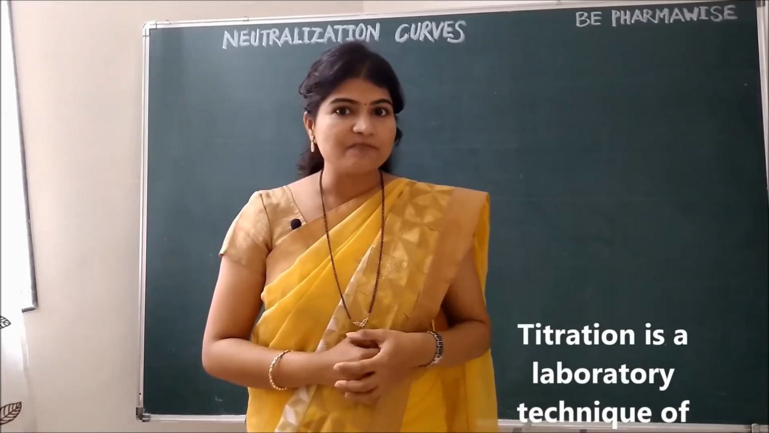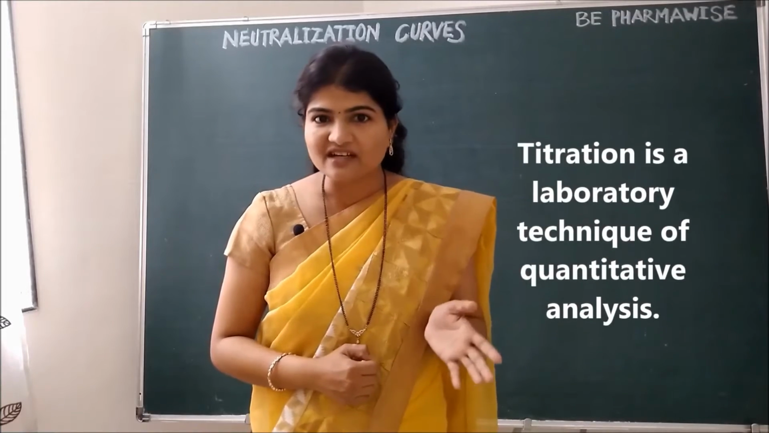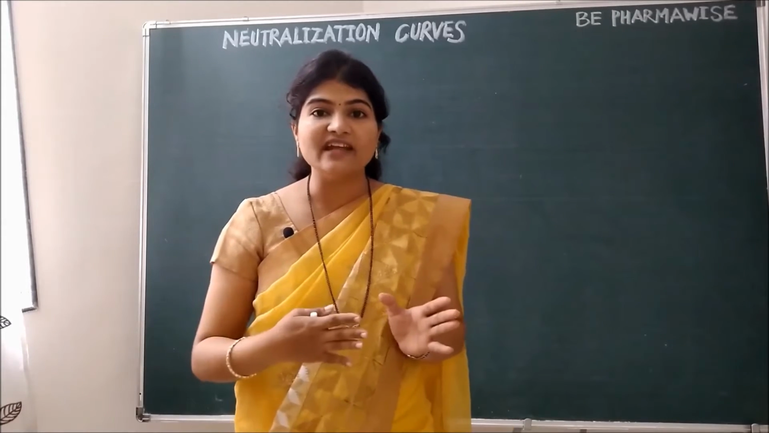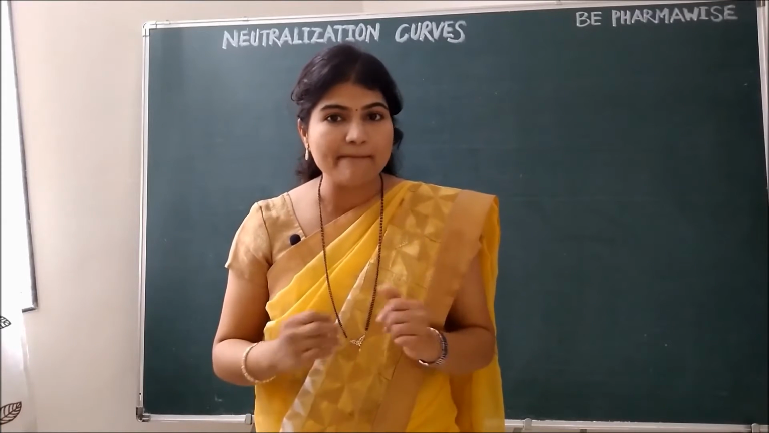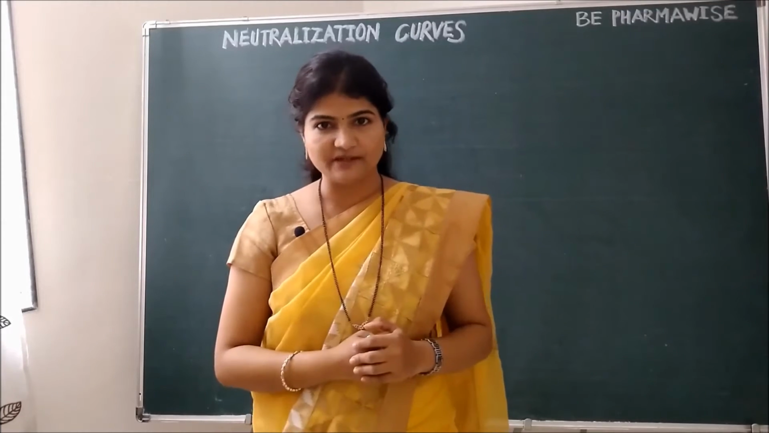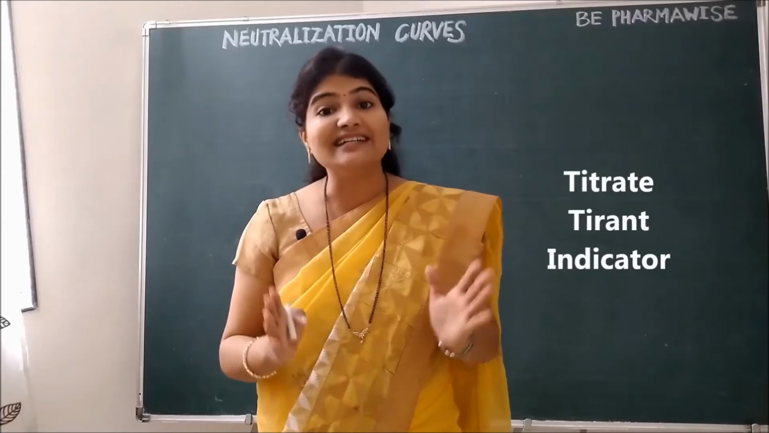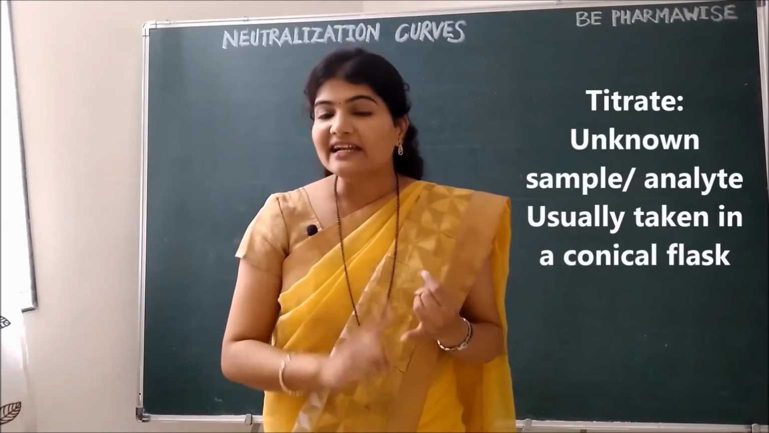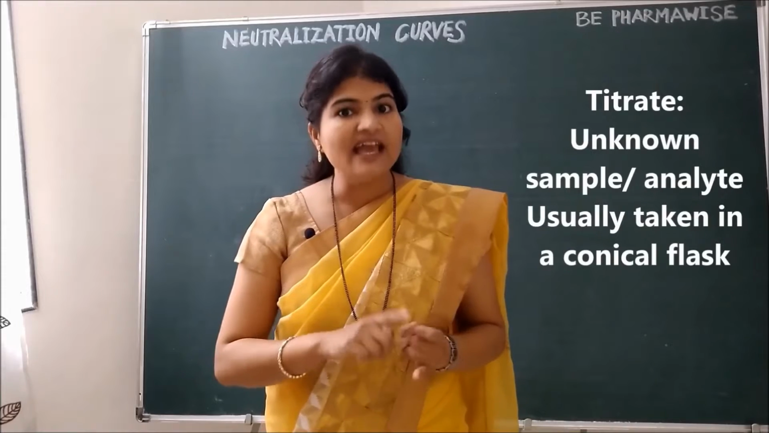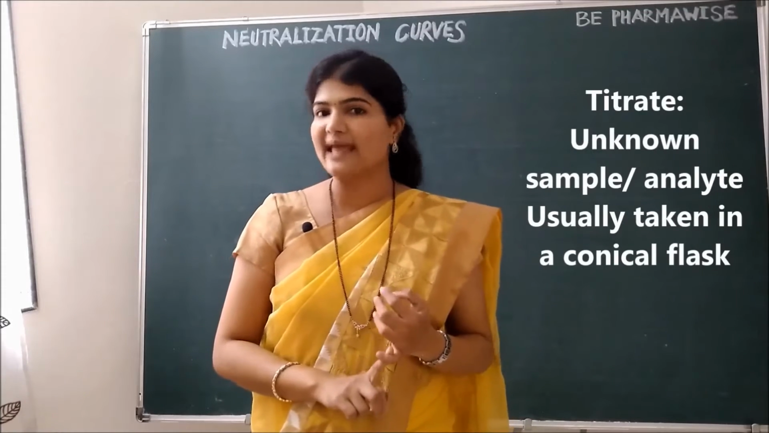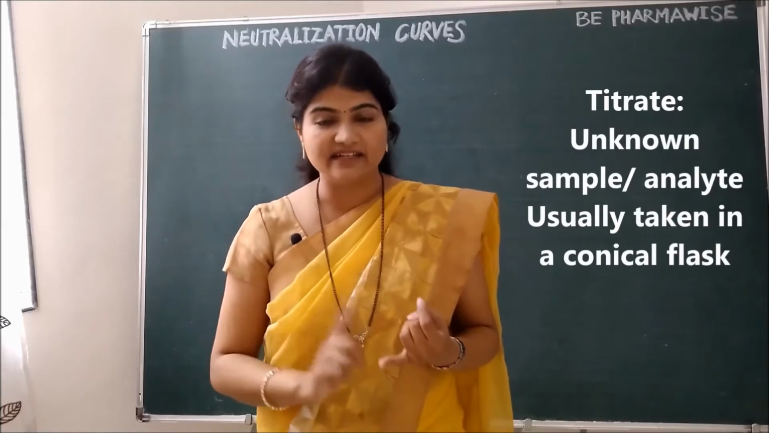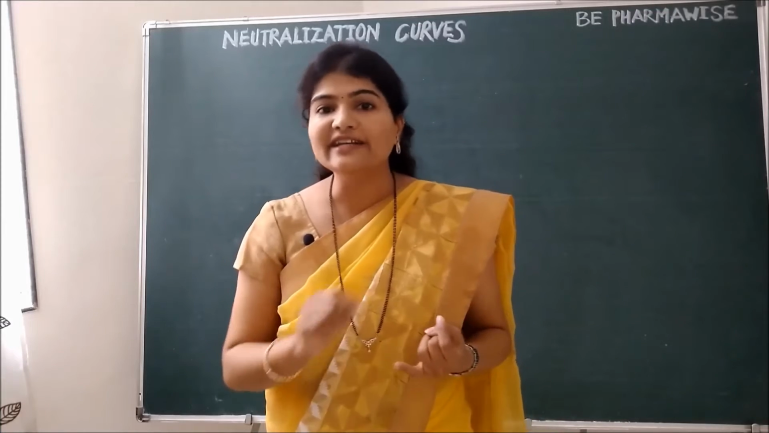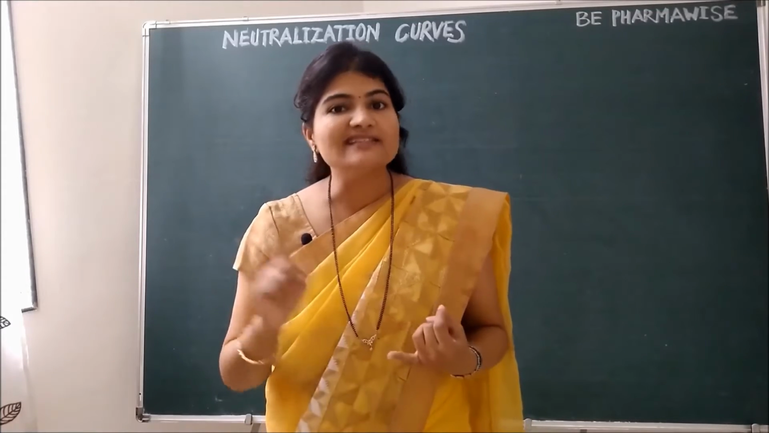Now, what are titrations? These are the laboratory methods for quantitative analysis of samples. It means we have to find out the unknown concentration of a sample, then we can go with the titration method. So in titration, we have a titrate, a titrant and an indicator. What is titrate? Titrate is usually taken in the conical flask, and it is the unknown concentration sample, or we can say analyte, because we will be analyzing the sample for its concentration or for its quantity. So it is analyte, or it is called titrate.